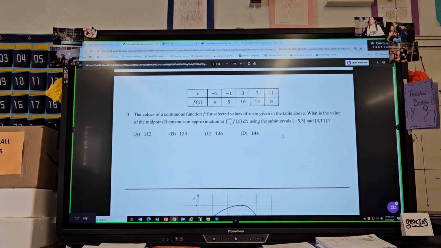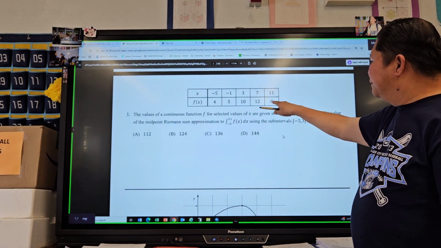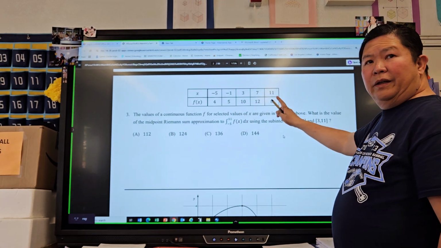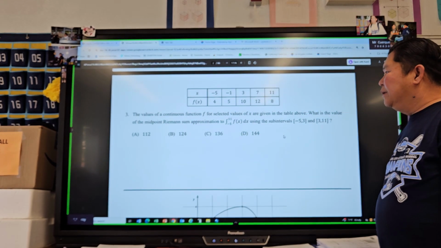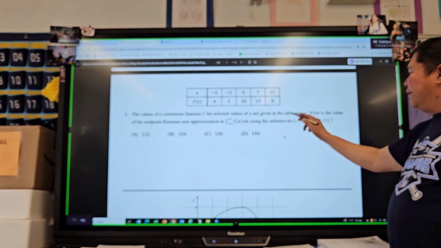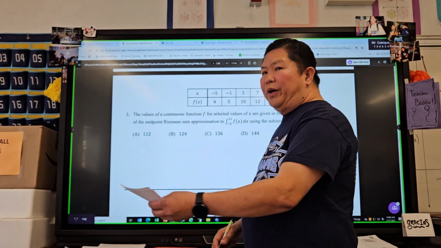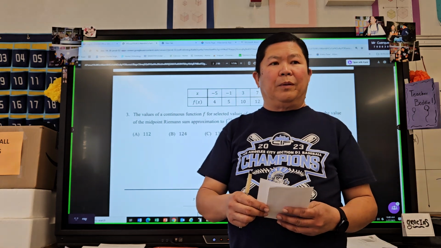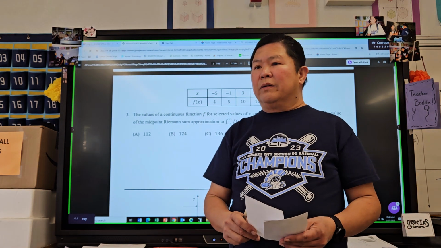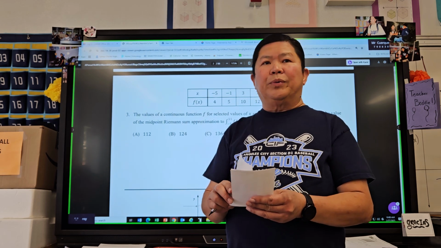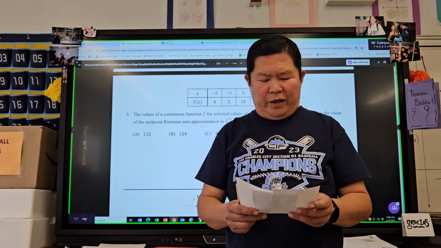Okay, moving on to number 3. I'd like you to study the table. We have the values of a continuous function f for selected values of x given in the table above. What is the value of the midpoint? A while ago, problem 1 was left Riemann sum, problem 2 was right Riemann sum, and problem number 3 is midpoint. You know what midpoint is, right?